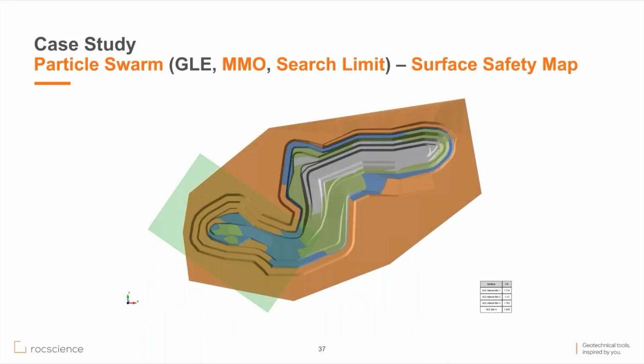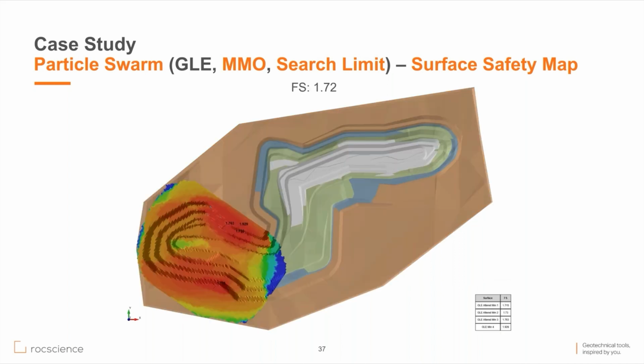In this next example, I've added a search limit to the western section of the slope and selected completely inside, so all slip surfaces generated must be within the defined search area. Contouring the results, we can see the sections of slope with the lowest factor of safety are in areas we previously identified using both cuckoo and particle swarm search methods.